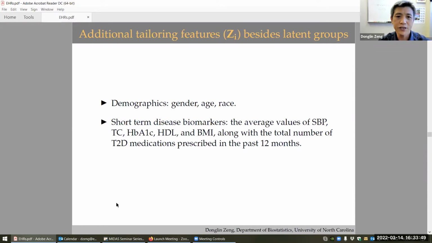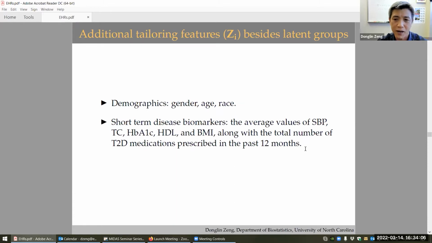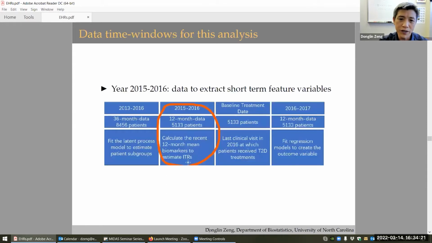Right? Okay, so to do this, we already have the latent group clusters I mentioned from this 3-year window data, right? And I'm going to add more feature variables. Obviously, you're going to add demographic variables. But also, as I mentioned earlier, we're going to use a 1-year window to capture the short-term disease biomarkers. So basically, in the past year, what's the average blood pressure, the average cholesterol level, the HbA1c level, or something. So we can use these short-term feature variables as part of the decision. So this is a 1-year window. We're going to extract this short-term information.